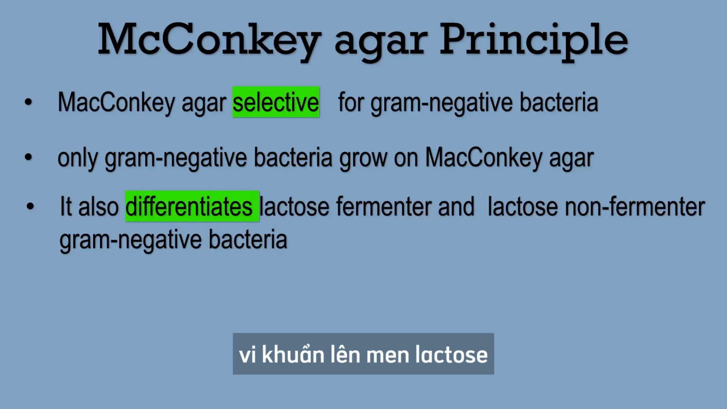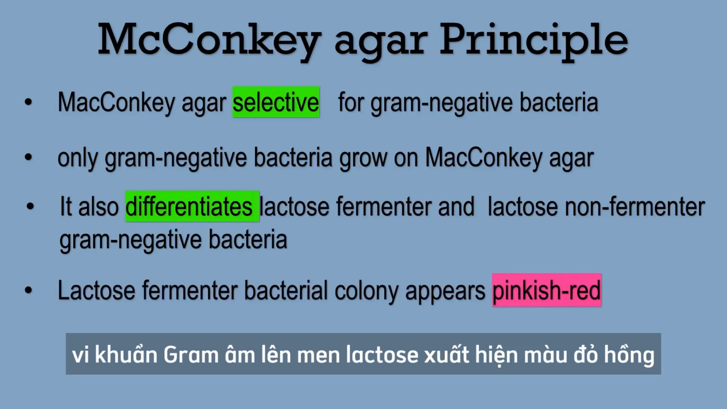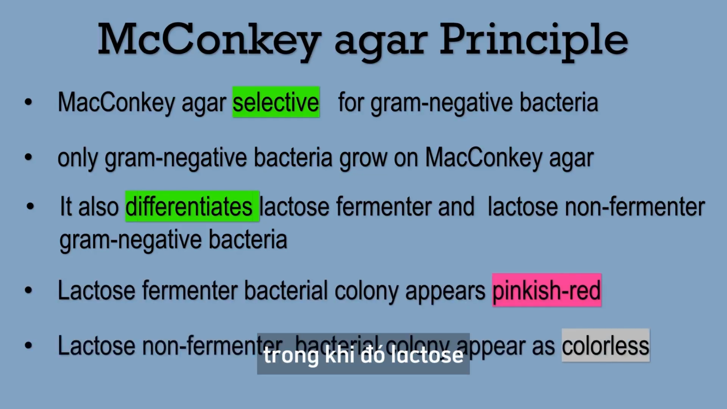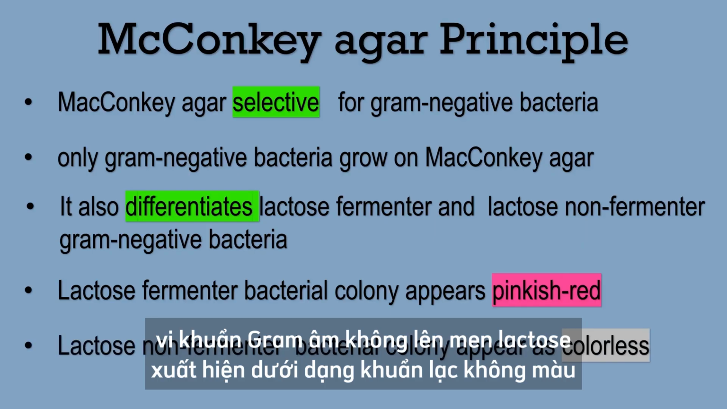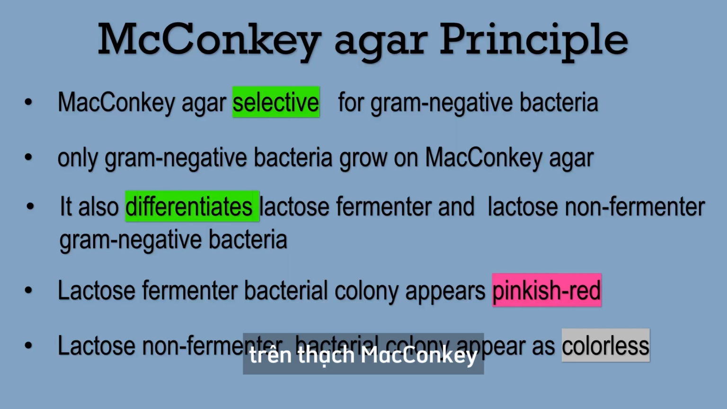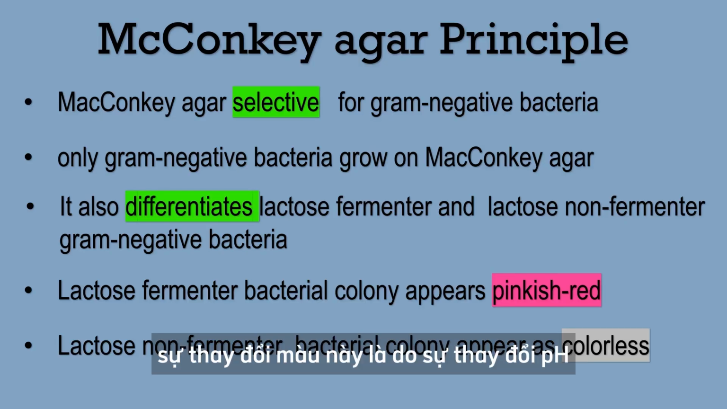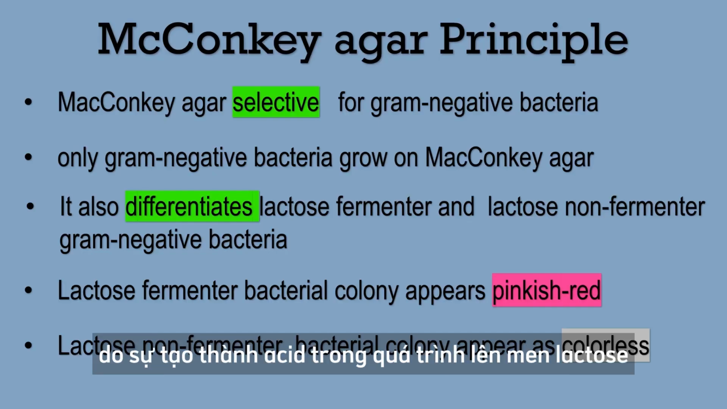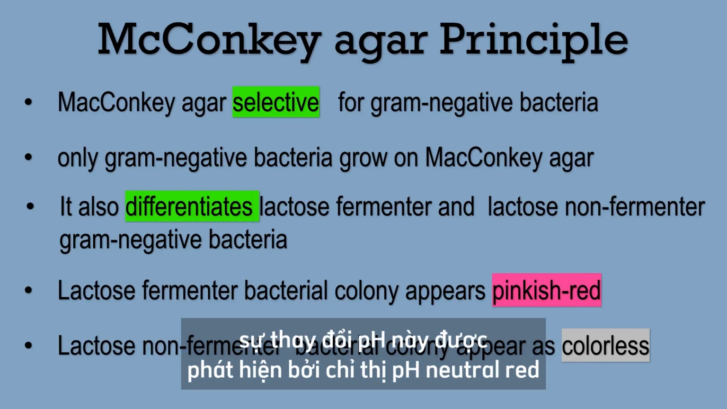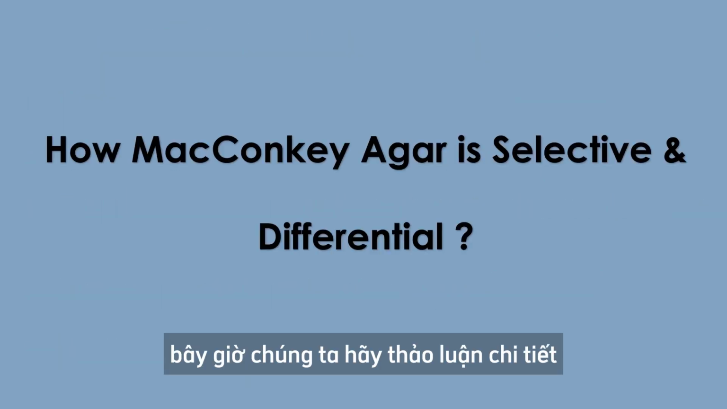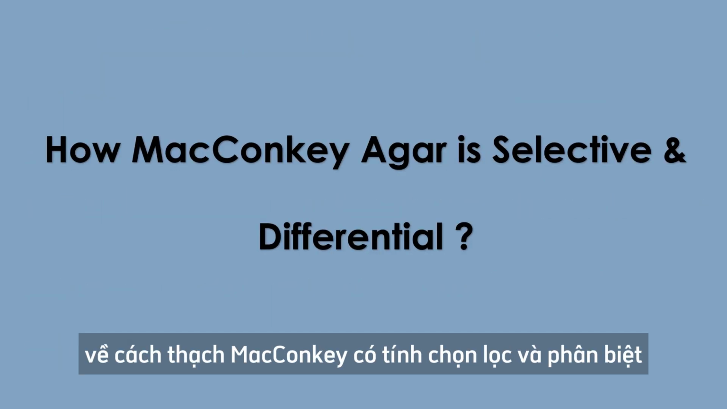The lactose fermenter gram-negative bacteria appear pinkish red in color, whereas lactose non-fermenting gram-negative bacteria appear as colorless colonies on the MacConkey Agar. This color change is due to the change in pH because of acid production during lactose fermentation. This change in pH is detected by the pH indicator neutral red. Let's discuss in detail how MacConkey Agar is selective and differential.